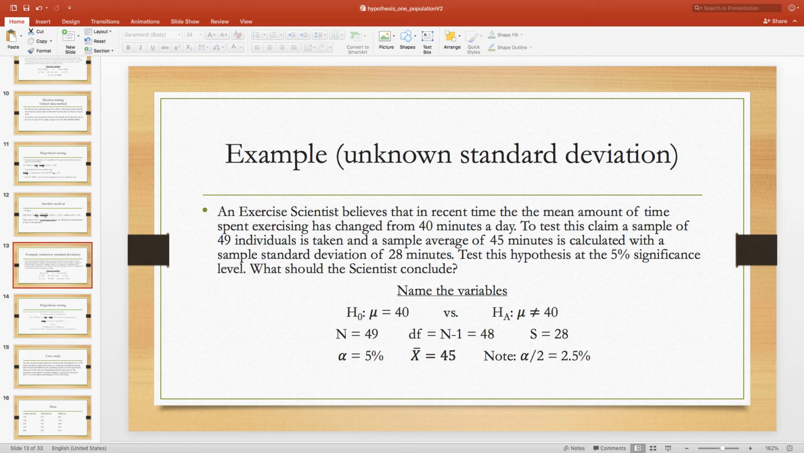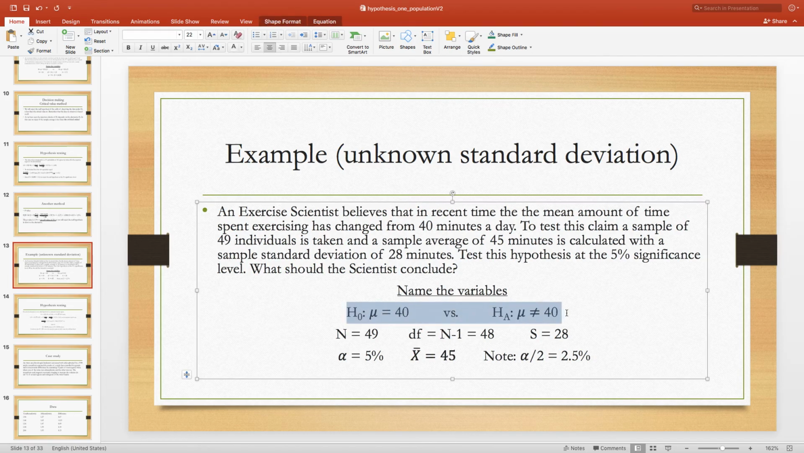Okay, so the first thing that you need to do is just determine between the null and the alternative. So your null is a statement of equality. It believes that it's changed from 40 minutes. So your null is that the mean is equal to 40 minutes. Your alternative has to be a statement of inequality. The exercise scientist didn't say how they believe things have changed, so we're just going to put not equal. Okay. The sample size is 49. So we have 48 degrees of freedom. DF is 48. The sample standard deviation is 28 minutes. The significance level is 5%. The sample average is 45 minutes. And alpha over 2 is 2.5%.